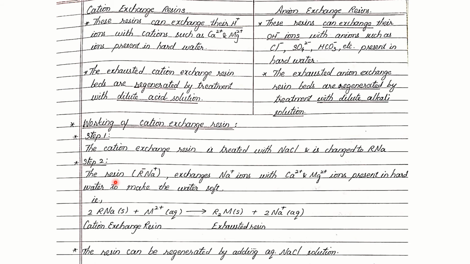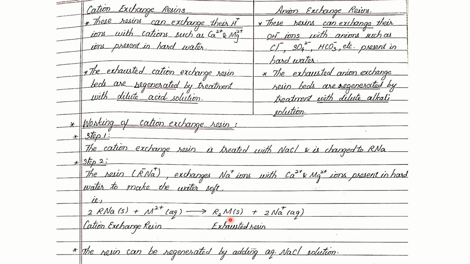Now, in the second step, the resin exchanges Na+ ions with calcium and magnesium ions present in hard water to make the water soft. When the cation exchange resin has exchanged all of its sodium ions with calcium and magnesium ions of hard water, it gets exhausted, and the exhausted resin is represented as R2M. Such an exhausted resin can be regenerated by adding aqueous sodium chloride solution.